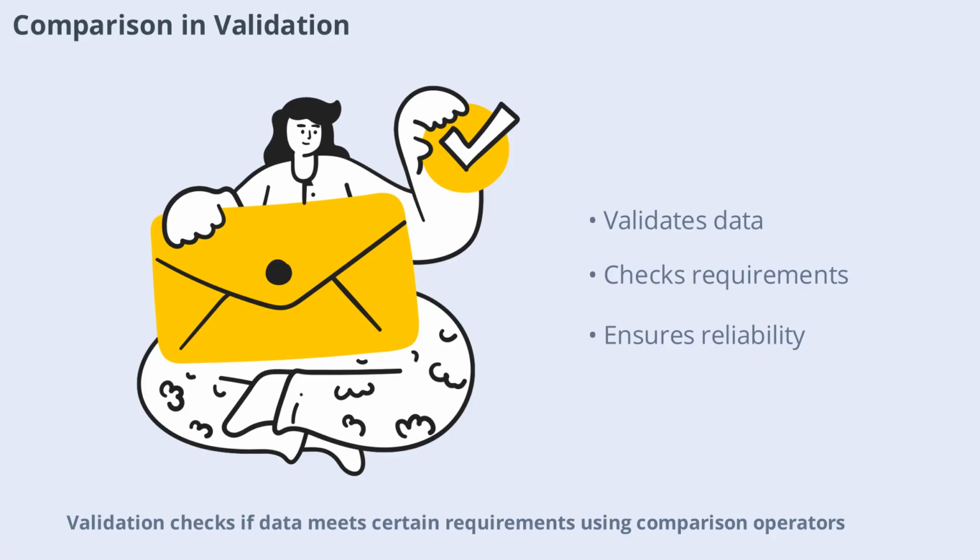Validation checks if data meets certain requirements using comparison operators. For example, you might check if an email address is valid or if a number is within a range. This helps ensure your data is correct and reliable.